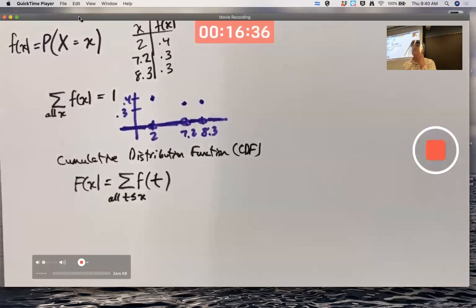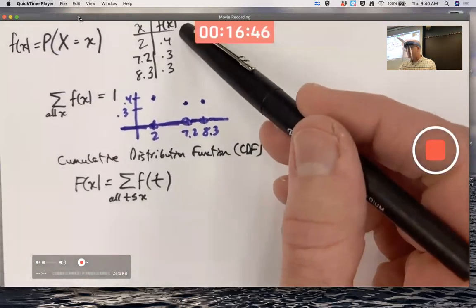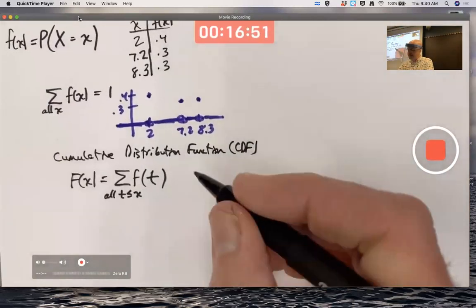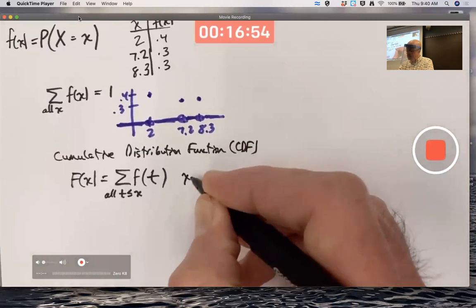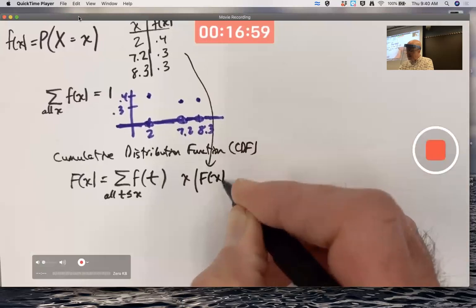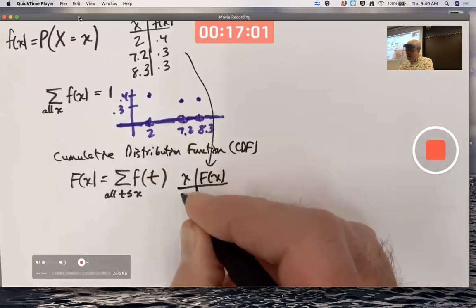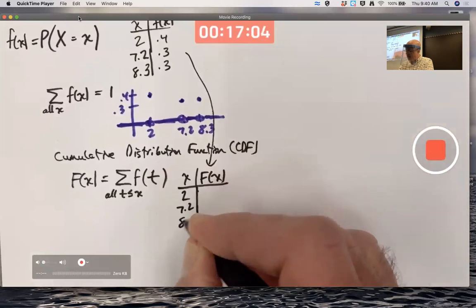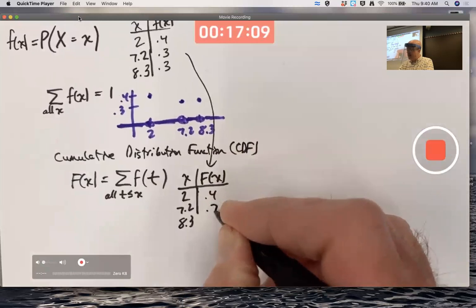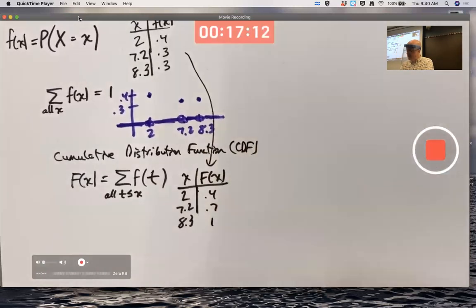This is technically defined for all real values of little x as well. However, we usually only compute it at those values of x where little f is positive. And yeah, we could make a table of values again for this example. Same example here of the CDF at x equals 2, 7.2 and 8.3. 0.4, and then 0.4 plus 0.3 is 0.7, and then 0.7 plus 0.3 is 1.